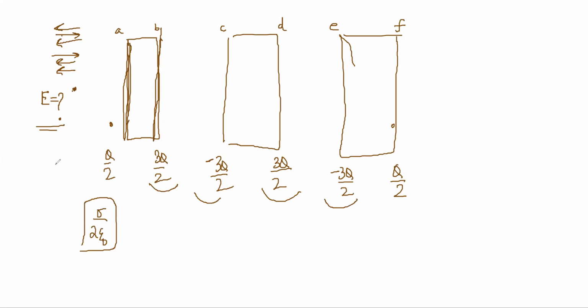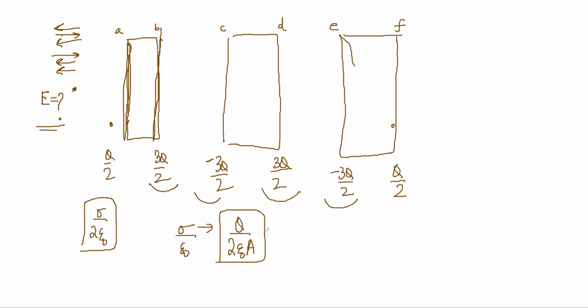So 2 times sigma by E naught, where sigma is due to this charge density, E and F, right? Yes, sir. So it becomes sigma by E naught, where sigma is Q by 2 E naught A. This is the field, right? Yes, sir. Because charge was Q by 2 and area was A, right?